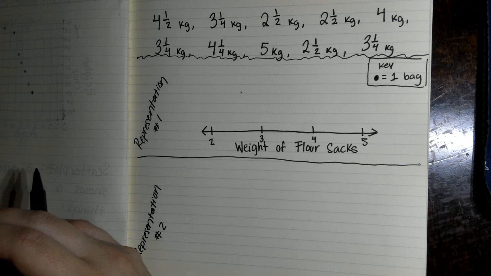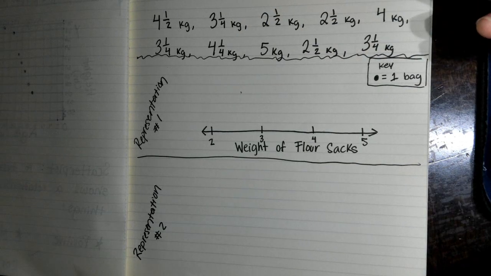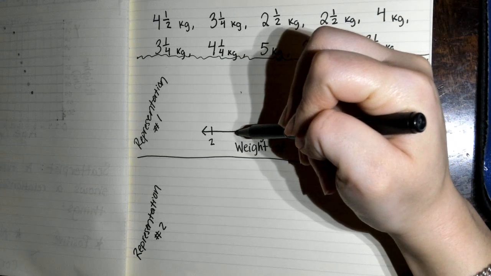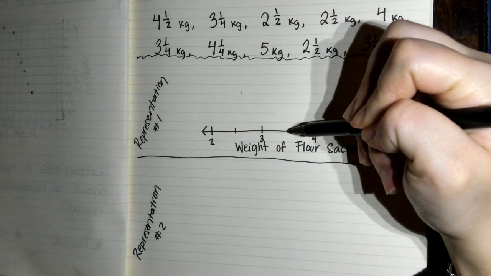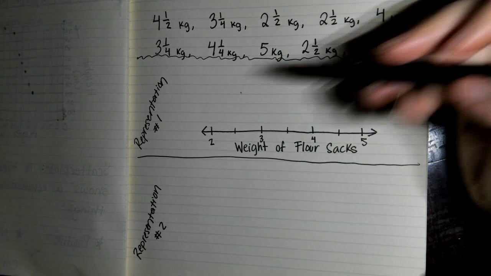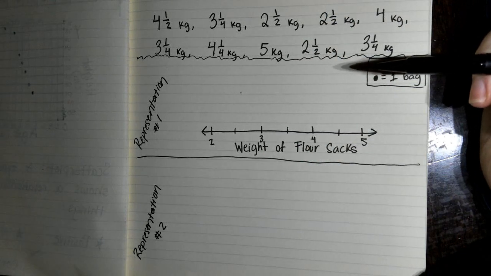So we know that we're going to need halves, right? And making halves is easy. Making halves is just half. It's halfway between the whole numbers. So we're going to make little tick marks halfway. So we know those are 2.5, and that's 3.5, and that's 4.5, right? We don't need to label them.